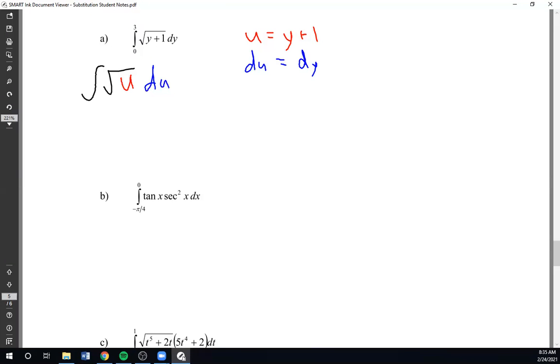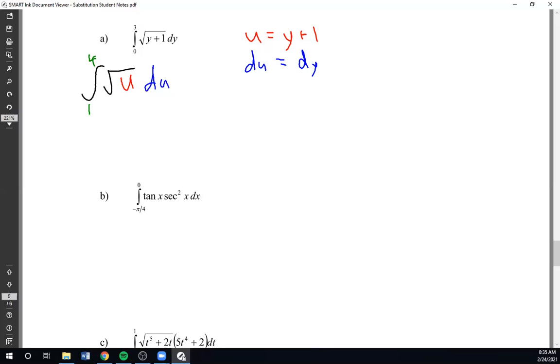Luckily, this is pretty easy to figure out this time. u is y plus 1. And so we were plugging in 0 when we plugged in for y. So now for u, we're plugging in 0 plus 1, which is 1. We were plugging in 3 for y, but now we're plugging in for u. So if I plugged in 3 for y, that would be 3 plus 1, which is 4.